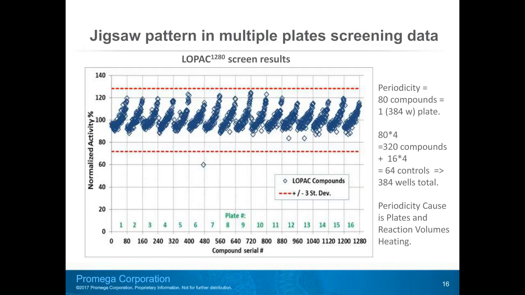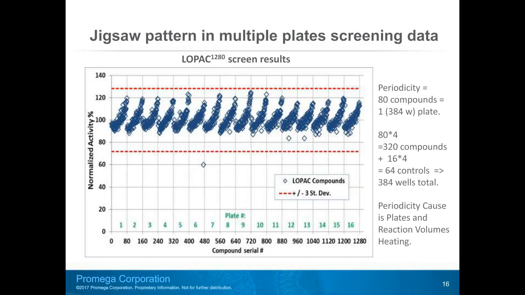I screened the 80 compounds supplied in the rack in quadruplicates in low 384 well plates. So 80 compounds multiplied by 4 for quadruplicates is equal to 320 wells, and I still had 64 wells left for controls. To screen all 1,280 compounds in the LOPAC library required 16 384 well plates. Plate numbers are in the green ink at the bottom of the graph.